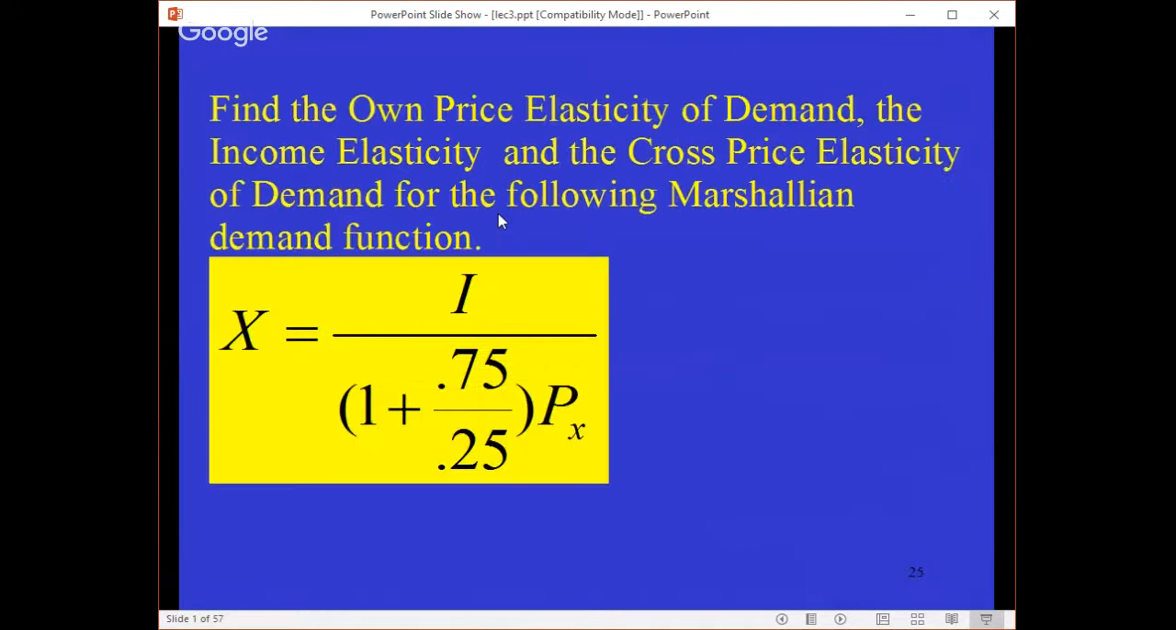Okay. This is ugly. This is a Marshallian demand curve for X in terms of PX.